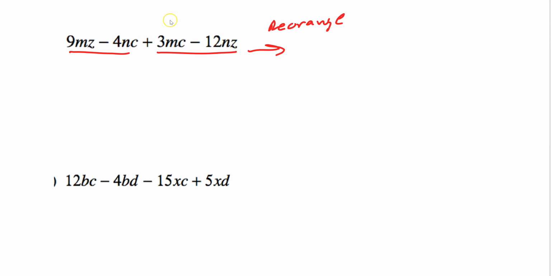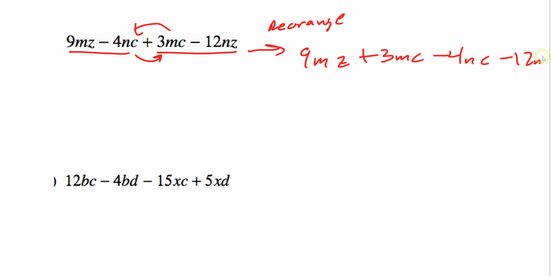So I want to get the MZs together. Or let's put, how do I want to do this? Let's see. Let's switch these two. I think that'll work. So it's going to be 9mz plus 3mc minus 4nc minus 12nz. Right, so again, if you look at these, they had nothing in common. 4, no 9, like nothing worked. So I'm just going to switch these. And that negative goes with the 4. So you get that, and we'll group them.